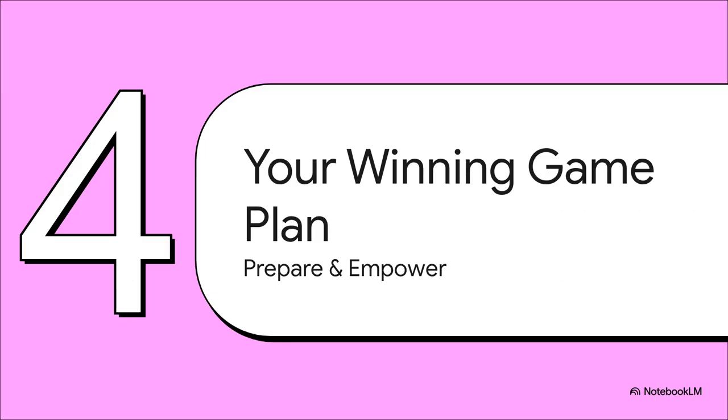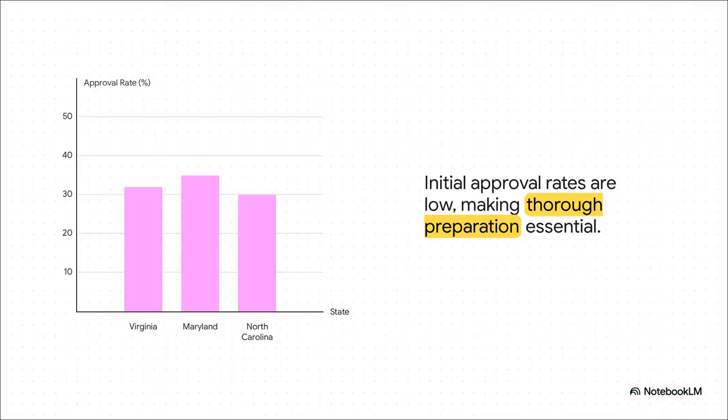All right, understanding the difference is step 1, but knowing what to do with that information is step 2. Let's build on what we've learned and put together a winning game plan so you can truly empower your claim. First, let's get real for a second about why this preparation is so critical. Just look at these initial approval rates in states like Virginia, Maryland, and North Carolina. They're hovering around 30 to 35%. That means roughly 2/3 of all initial claims are denied. That stat alone shows why having a well-prepared, comprehensive case file is your absolute best asset.